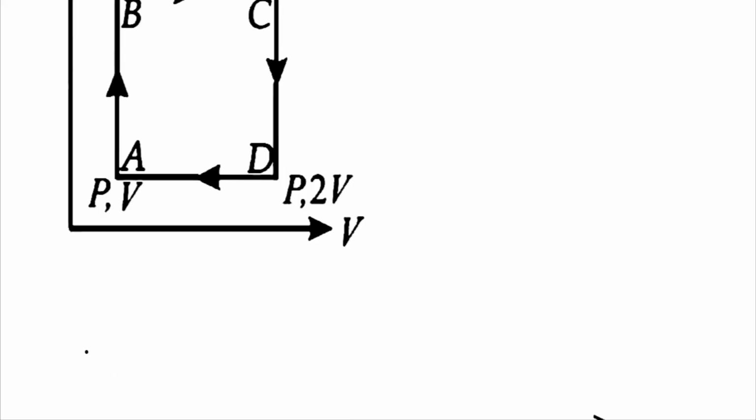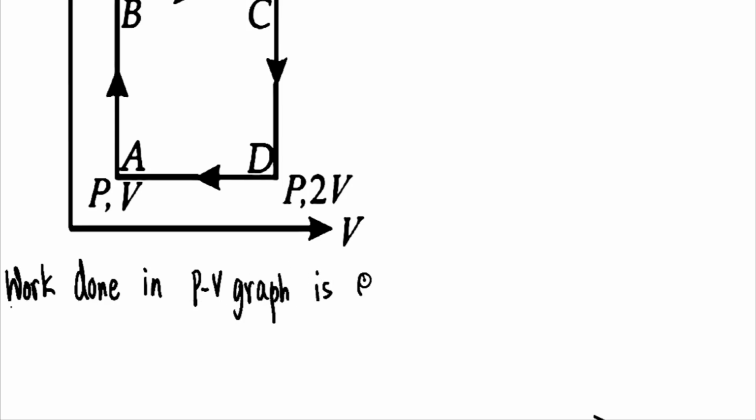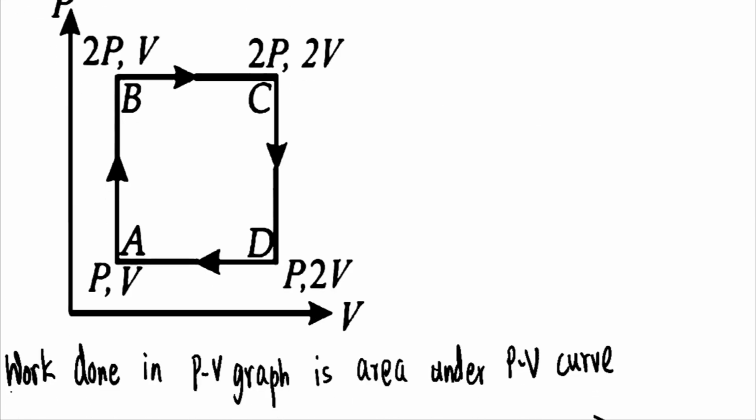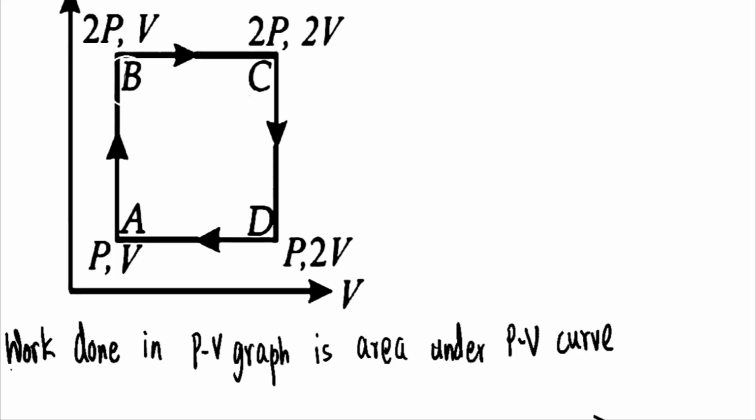In a PV diagram, work done is the area under the PV curve. So over here, what we can say is that the work done is this area. This square you can see over here, this area will be the work done.